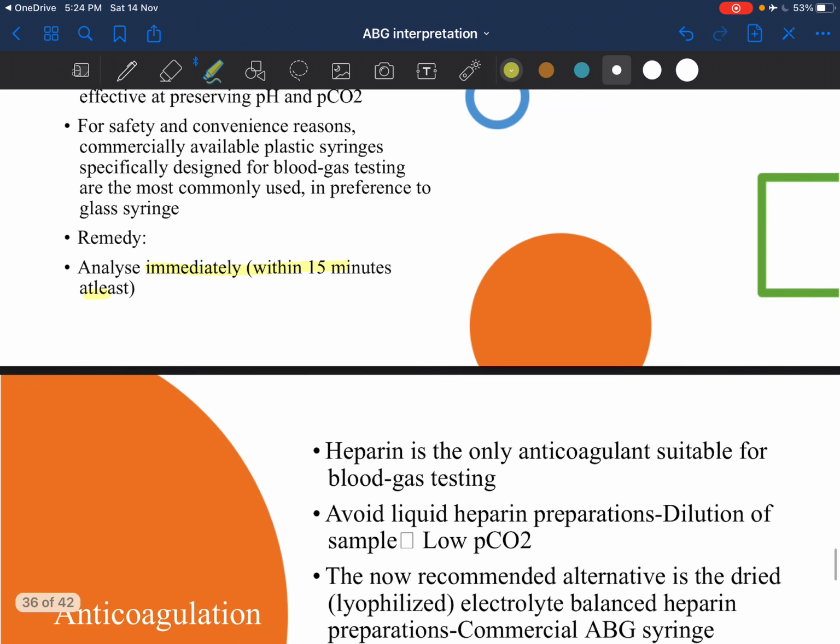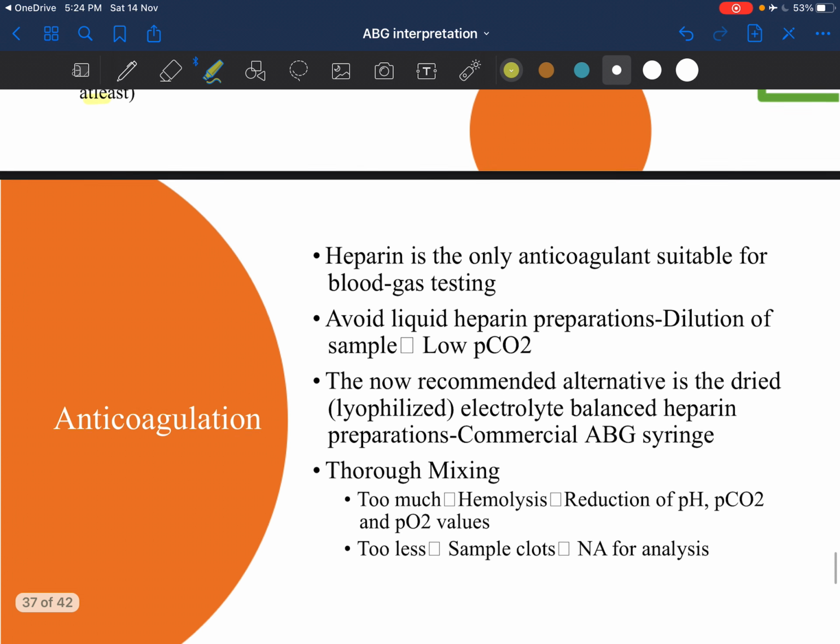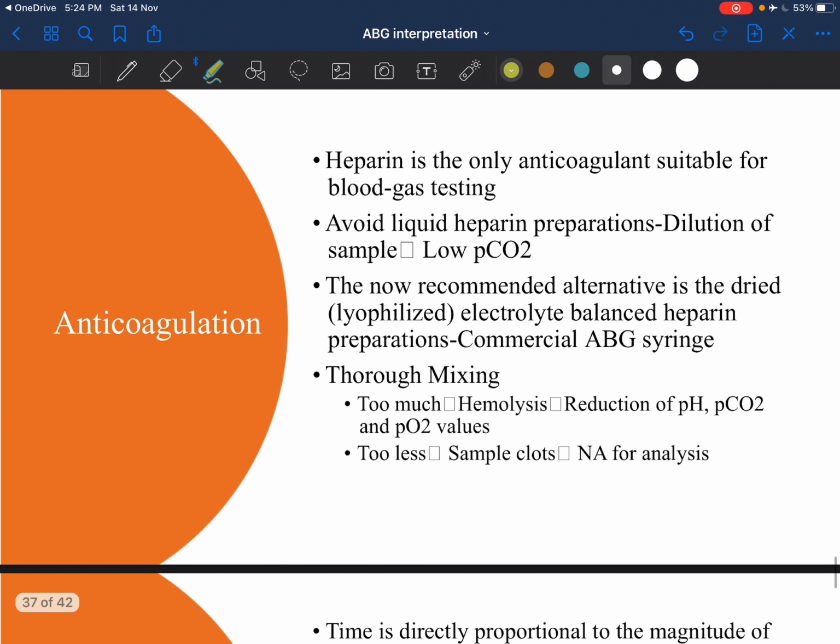Another thing to note is that a plastic syringe, if you put it on ice or if it is in an ice cold environment, actually becomes more permeable to oxygen. So the earlier you analyze, the better, rather than saying I will put it on ice and analyze it 1 hour later.